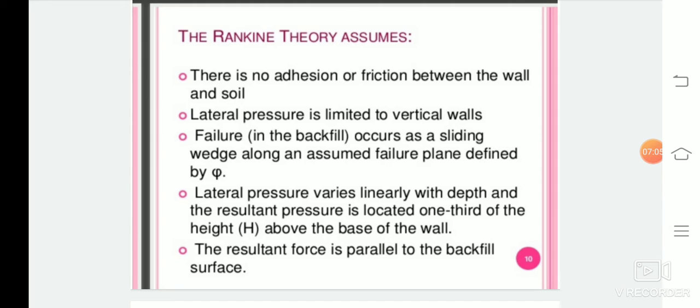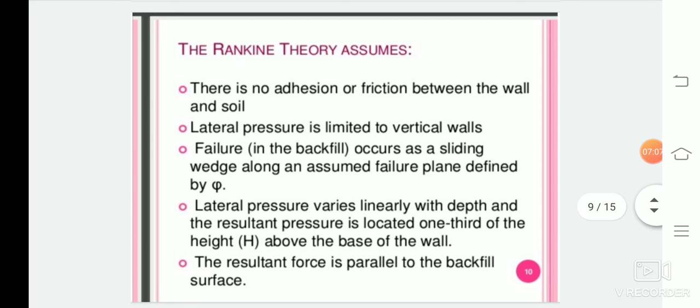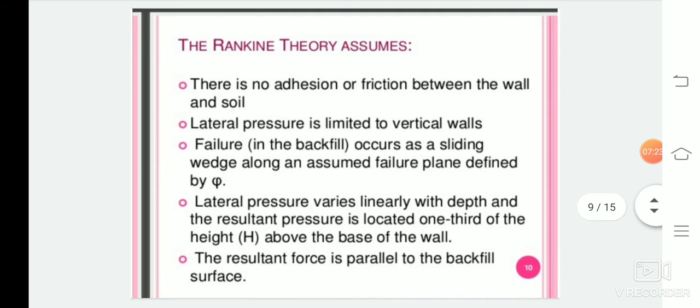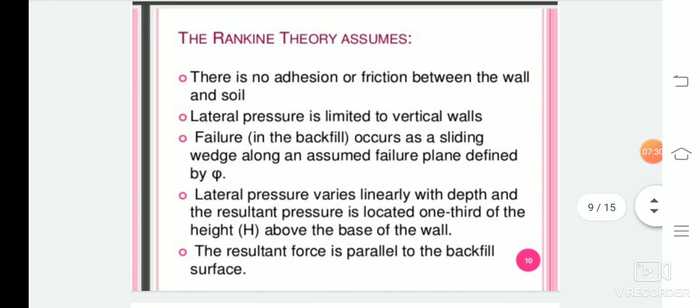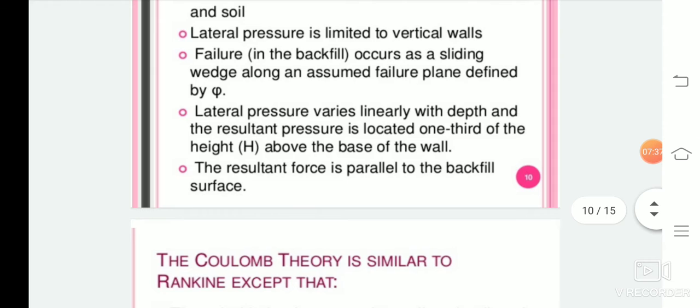Lateral pressure varies linearly with depth, and the resultant pressure is located 1/3 of the height above the base of the wall. The resultant force is parallel to the backfill surface. Mainly, as originally proposed, Rankine theory of lateral earth pressure is applied to uniform cohesionless soil only, but later it was modified and cohesive soils were also included in Rankine's theory.